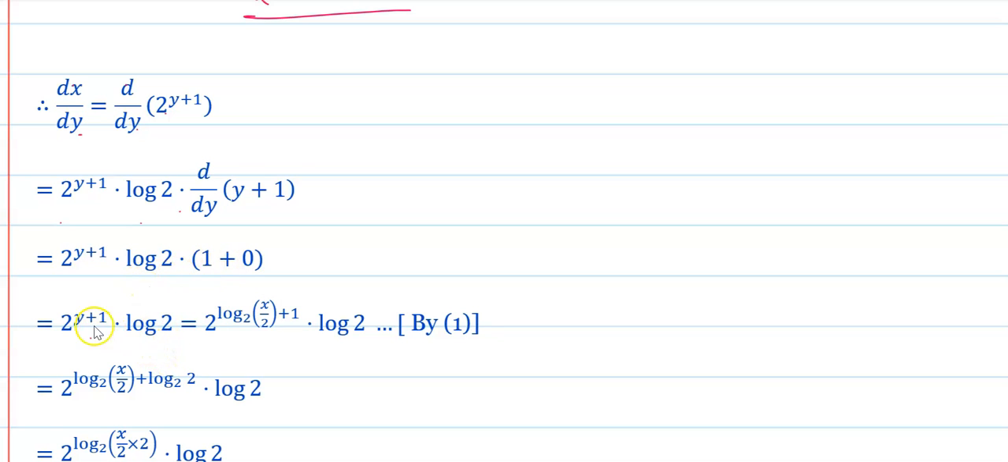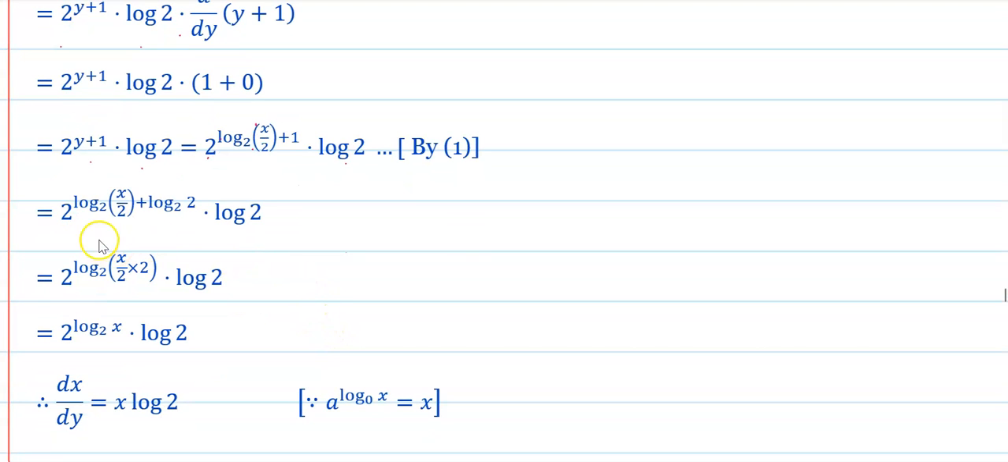Okay, next, what about the value of y? y is equal to log of x upon 2 to the base 2 plus 1. Now this is 2 raised to log of x upon 2 to the base 2 plus 1, into this log of 2. Now the value of this is 2 raised to this whole quantity.